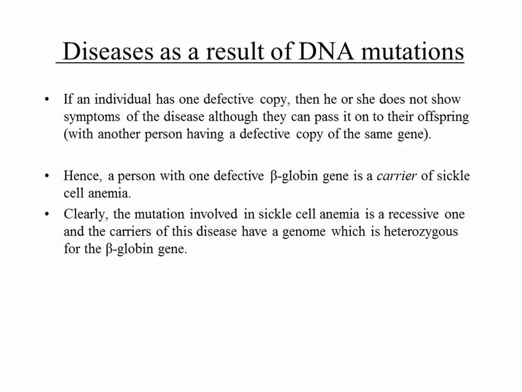So a person with one defective beta globin gene is a carrier of sickle cell anemia, and clearly the mutation that is involved in sickle cell anemia is a recessive mutation. Why? Because you need both the copies to be mutated for you to get the disease, or to get the observable phenotype. So that's a recessive mutation. And the carriers of this disease will have one wild type, normal hemoglobin gene, and the other one will be a sickle cell gene. So they have a genome which is heterozygous for the beta globin gene. Again, this is just an example to illustrate the terminology that we just introduced.